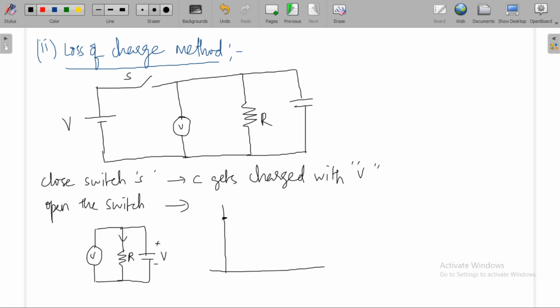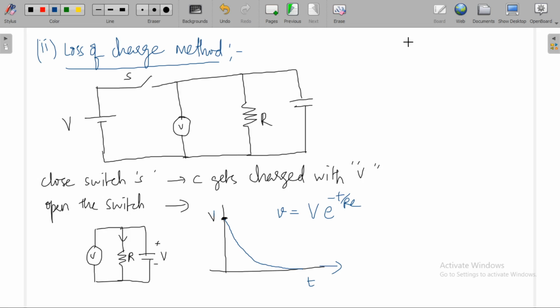Before opening the switch, this is the voltage of the capacitor. After closing the switch, the capacitor gets charged with V. When you open the switch, the capacitor starts discharging like this. Voltage will be decreasing with respect to time. Capital V is the initial voltage. What will be the voltage while discharging of the capacitor? v will be equal to capital V into e power minus t by RC.